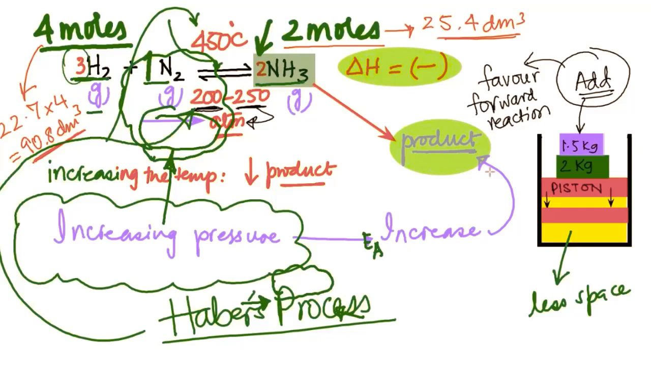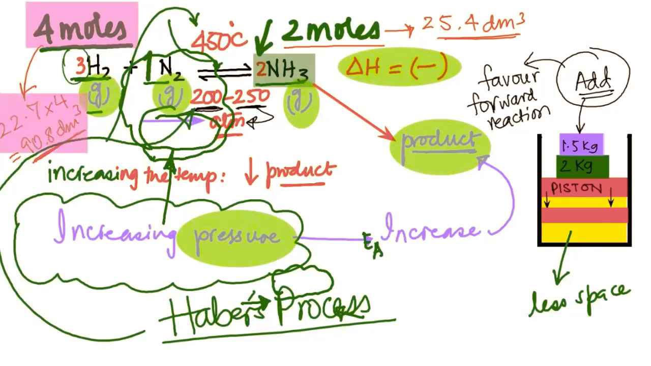The equilibrium is also affected by pressure. Whenever we are dealing with gaseous reactants, and the number of moles on the reactant side is different from the number of moles on the product side, the pressure affects the equilibrium. Notice that on the reactant side there are 4 moles, which require a total space of 90.8 dm³, while there are only 2 moles on the product side. It means that if we increase the pressure in the reaction container, which is shown here as a cylinder with a frictionless piston, this frictionless piston is going to help to increase the pressure.